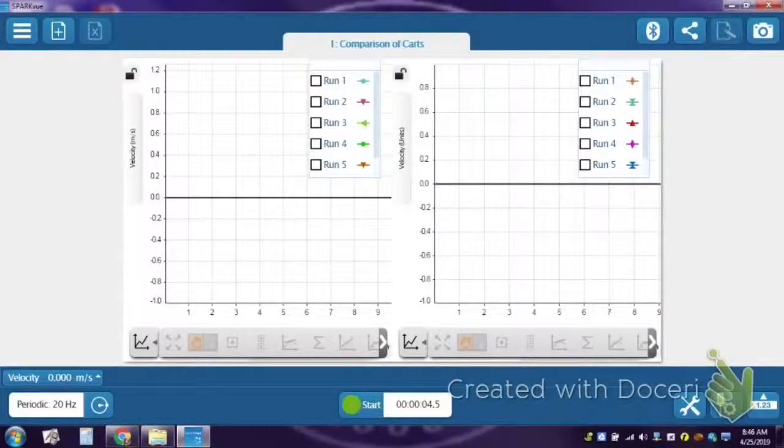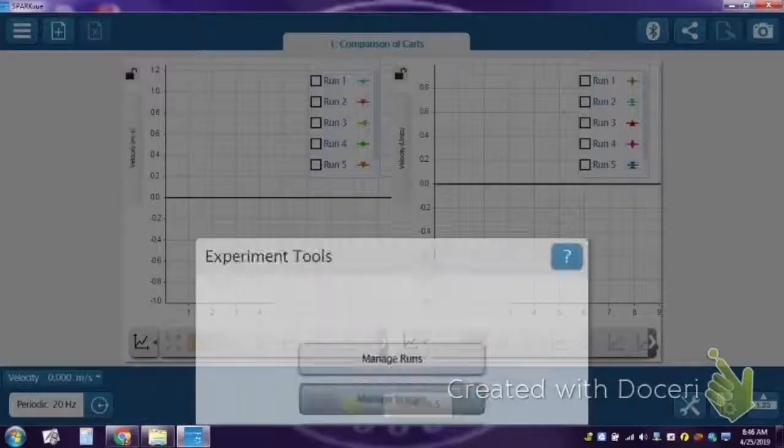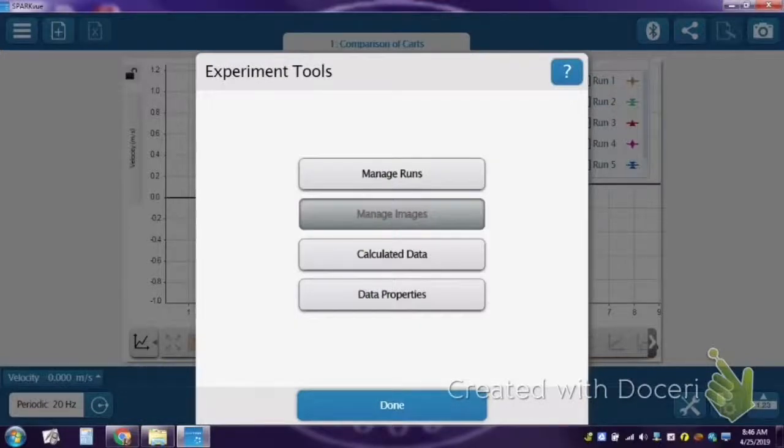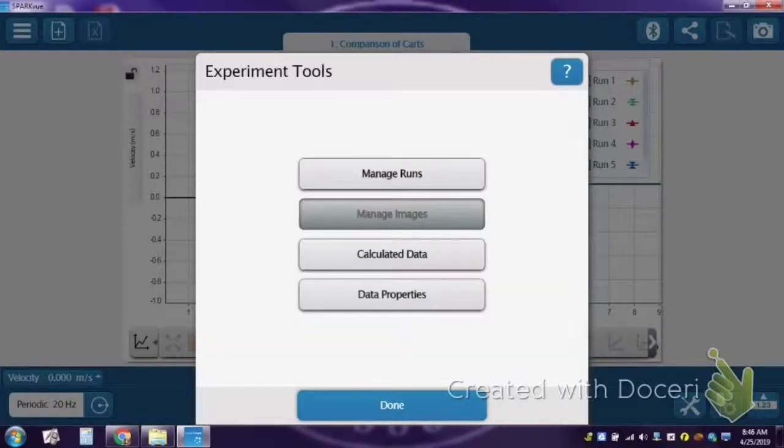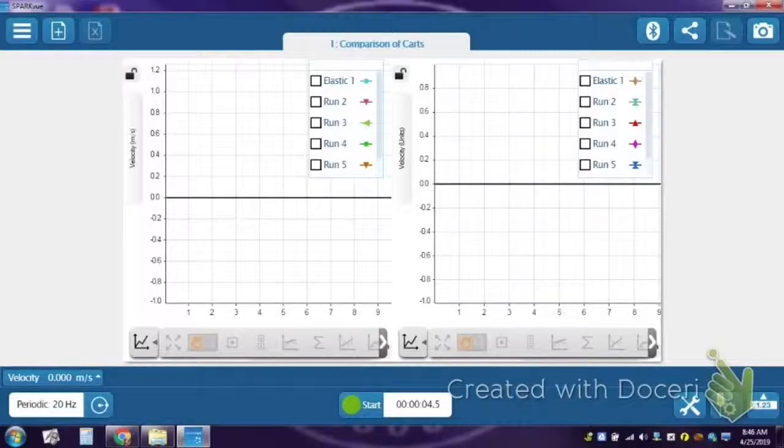First thing I want to do is remind you how to rename your runs. In the bottom right hand corner there's a screwdriver and a wrench. If you click on that, that brings up these tools, and you click on manage runs, you can actually rename some of your runs. For example, the first thing I did was an elastic collision, so I'm just going to call that elastic 1, and I can use my lab paper to remind me what that's called. And now you can see that run number 1 has been renamed elastic 1.